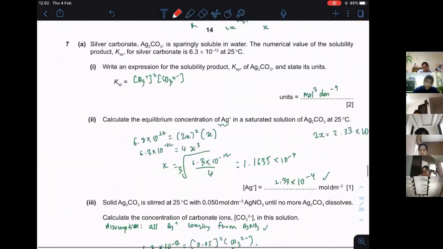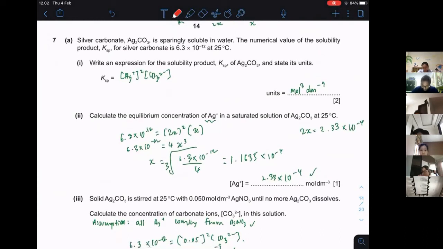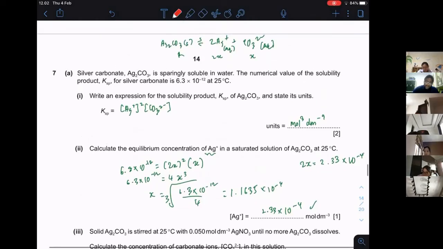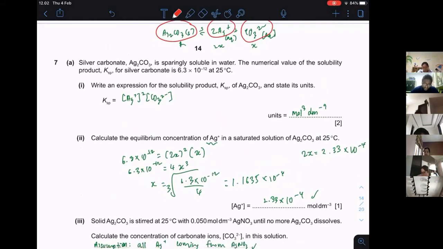Okay, the next question, you have silver carbonate, Ag2CO3, sparingly soluble in water. So normally when you have that, we write the equation: Ag2CO3 solid gives 2 Ag+ and CO3 2-, aqueous. Here they say the solubility product Ksp is 6.3 times 10 negative 12. Write an expression and state its unit. So write the expression, just use this one: [Ag+] to the power of 2 times [CO3 2-]. This is going to be the expression.